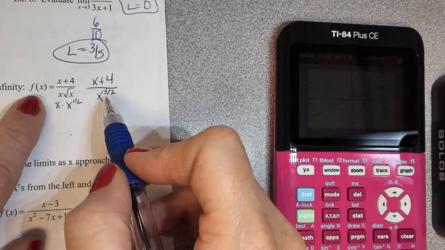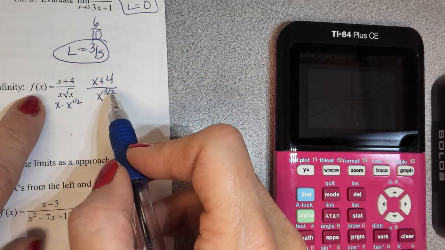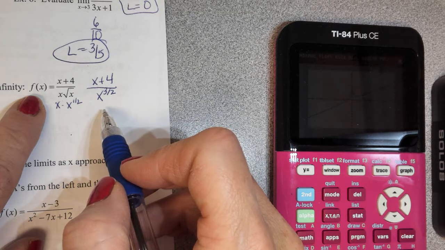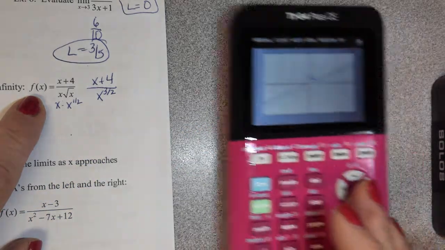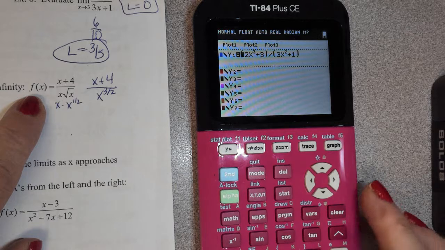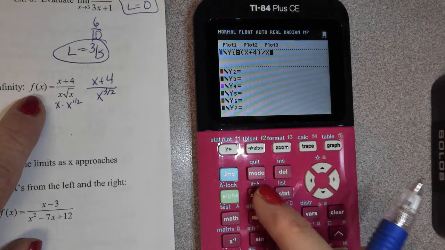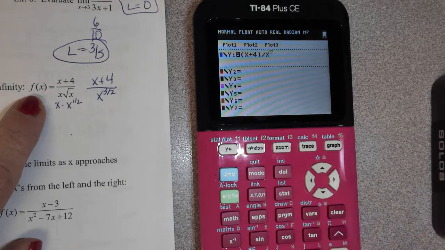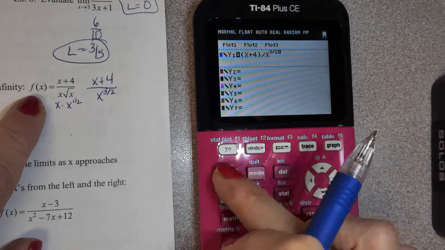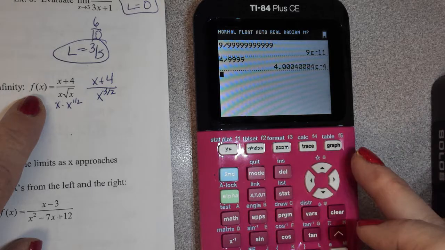So what you could really do is divide each power by x to the 3/2. You could do it that way. But I wanted to show you how, if you didn't understand that way, you can still do the problem. You can just do x plus 4 divided by x to the 3/2. And then you can graph it.